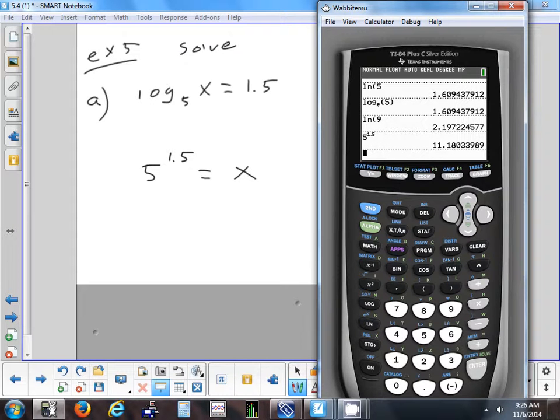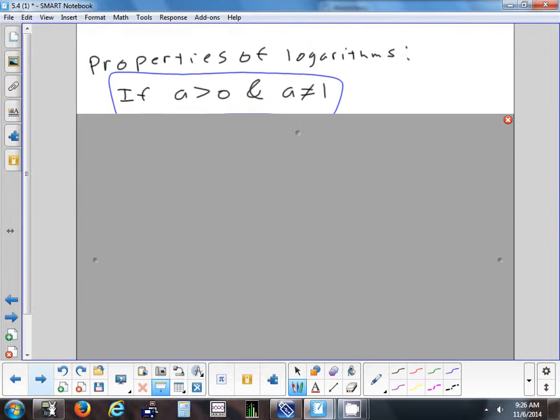So the answer is about 11.18. Okay, any question on that? Okay, so since we don't have that many things we can do yet with logarithms, we always change it to either exponential form or to log form. That's all we know how to do right now.